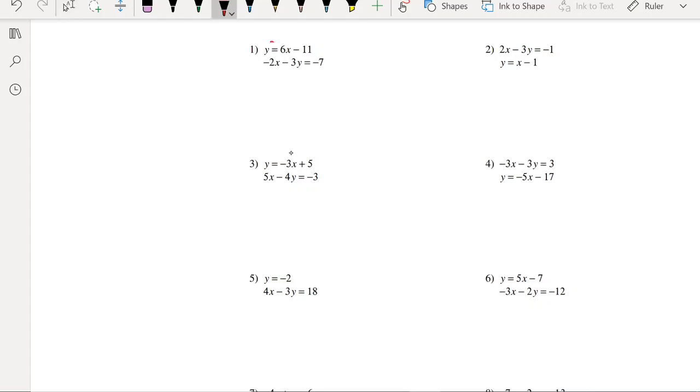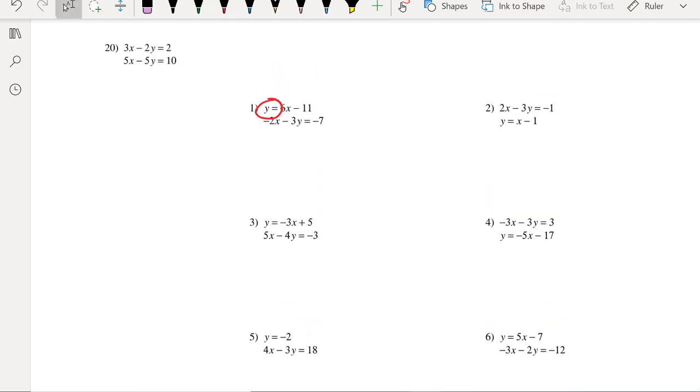So right here, y equals, so that means all I have to do is plug in that 6x plus 11 into here. So that would be negative 2x minus 3. And then instead of this y right here, I would put 6x minus 11, right? And then solve it from there. So it's already set up. If you don't have to solve for the variable, you can just plug it in and go. That makes it a lot easier instead of having to try to solve for a variable.